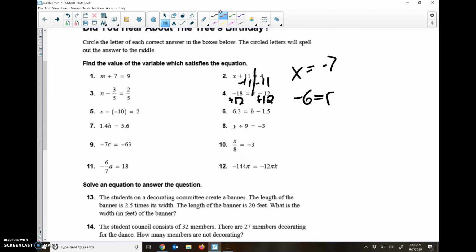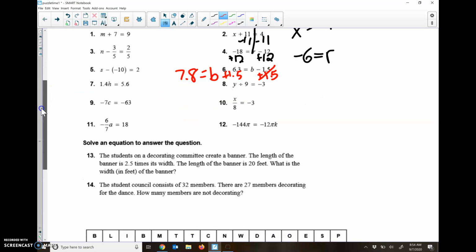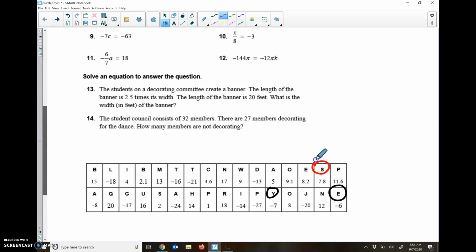And then we have the same kind of problem, except now they're throwing in some decimals at us. So I have b minus 1.5 equals 6.3. So it's a minus 1.5, so I'm going to add 1.5 to both sides. 6.3 plus 1.5 is 7.8. If I go down here, 7.8 is right there.